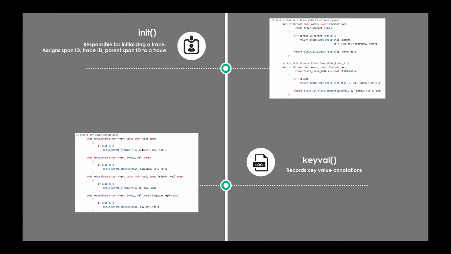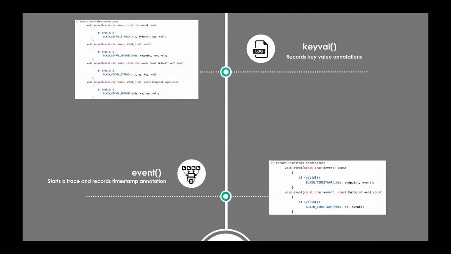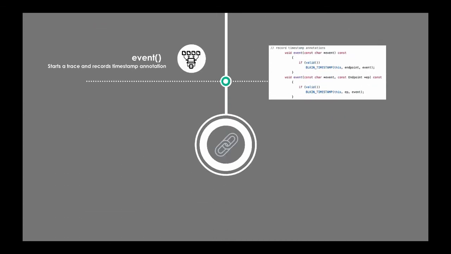The init function is responsible for initializing a trace. It assigns span ID, trace ID, and parent span ID to a trace. The keyval function records key value annotations. The event function starts a trace and records timestamp annotation.